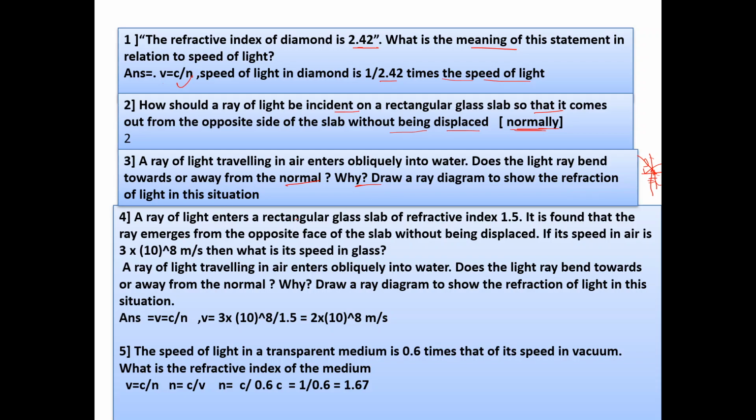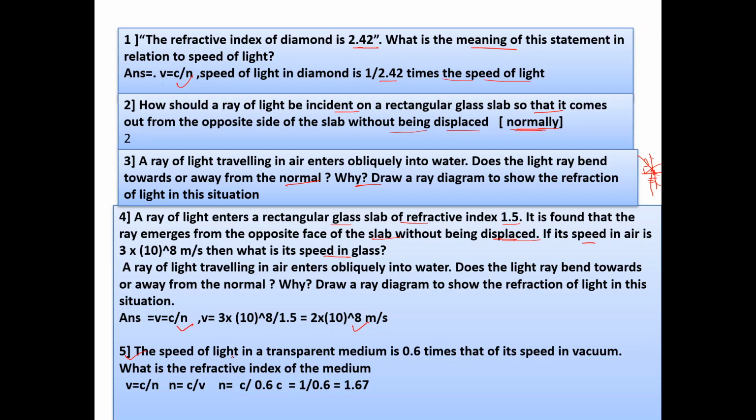Next question, a ray of light enters a rectangular glass slab with refractive index 1.5 and it emerges out of the opposite face of the slab without being displaced. If its speed in air is this much, what is the speed in glass? So again, using this formula, V is equal to C by N, you can find that the value comes out to be 2 into 10 raised to power 8 meter per second.